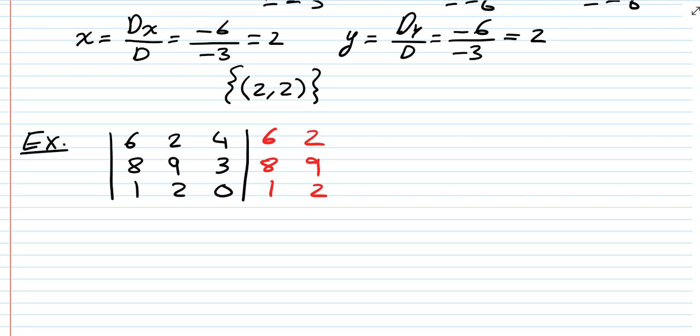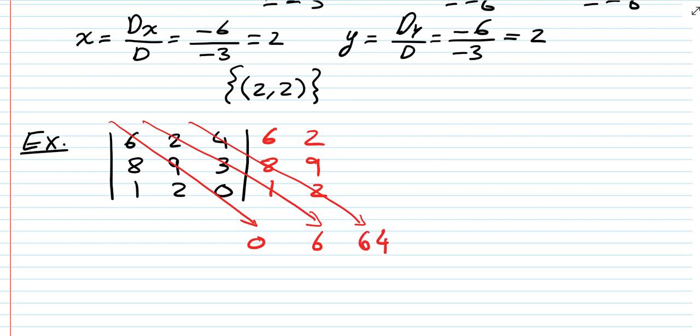And then we're going to multiply numbers going in this direction. So I'm going to go 6, 9, 0, then 2, 3, 1, then 4, 8, 2. Products going in that direction. The first product, 6 times 9 times 0, is 0. The next product, 2 times 3 times 1, is 6. The next product is 4 times 8, 32, times 2, 64. Then we add these numbers. The sum is 64 and 6, which makes it 70.